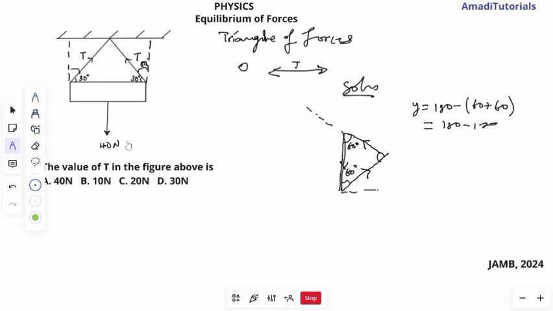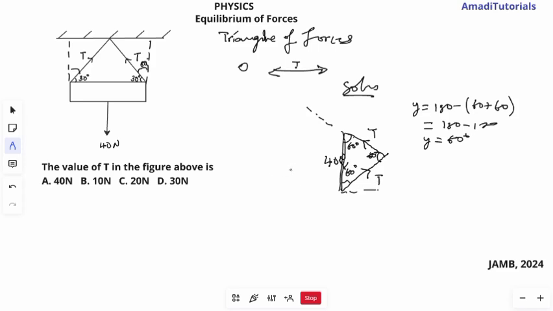That place we represented 60 degrees. So now the next step to go, and here is our 40 Newton, and then here is our T, and here is our T.